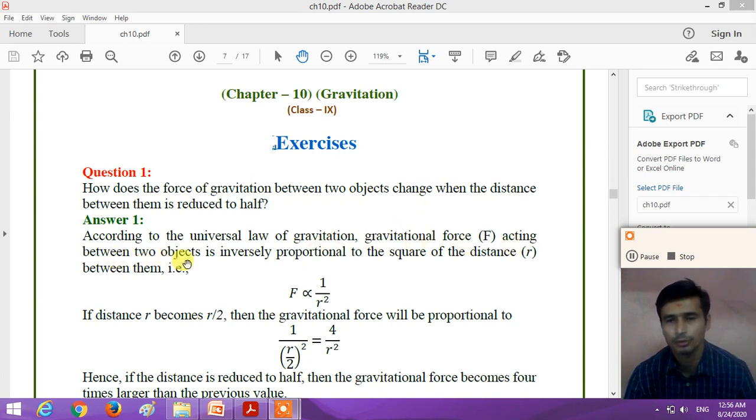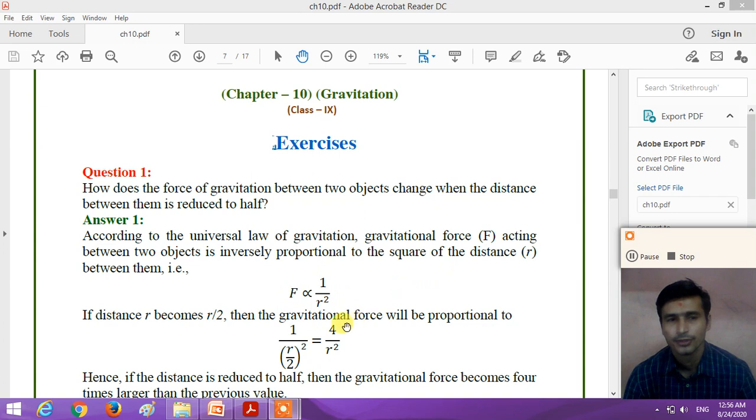So dear student, according to the universal law of gravitation, the gravitational force F acting between two objects is inversely proportional to the square of the distance between them. So we can write it like this: F is proportional to 1 divided by r square. Inversely, that means 1 by r square.